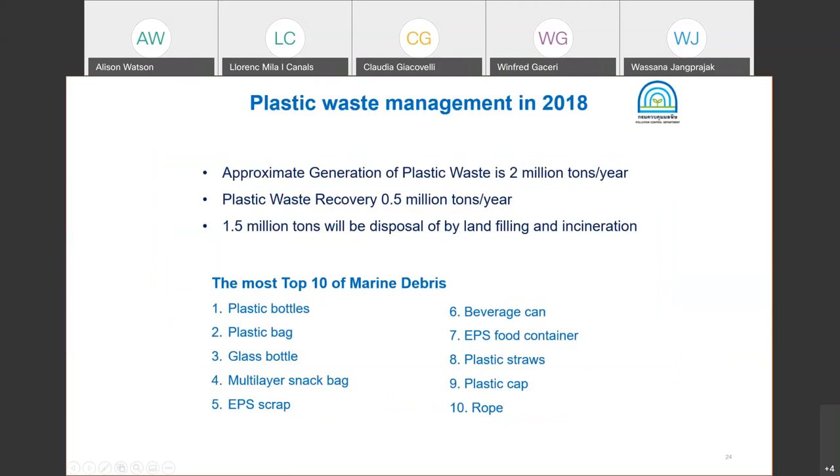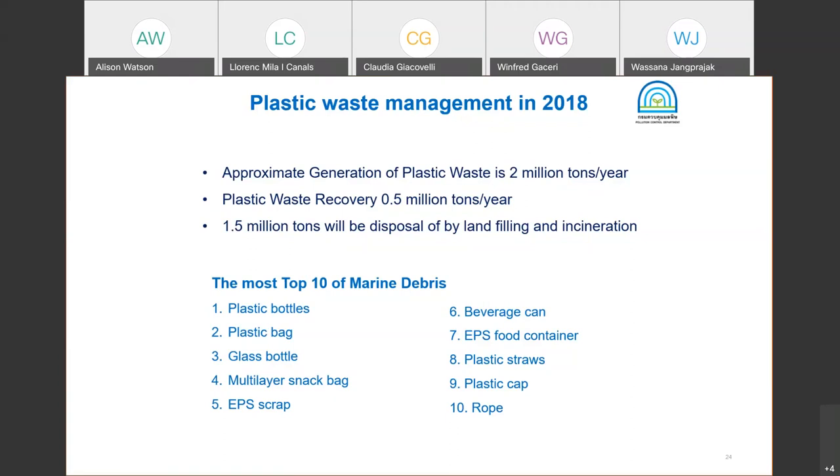Please. From the information of the Pollution Control Department, during the last year, plastic waste generated approximately 2 million tons per year, or 12% of the total solid waste generation. Around 0.5 million tons per year of generated plastic waste are recovered for material recycling and energy recovery. For the rest, 1.5 million tons are mostly single-use plastic, such as plastic bags, plastic cups, plastic straws, plastic boxes, and foam food containers. Most of them were disposed of by landfill or incinerator, and some is going to a dumping site.